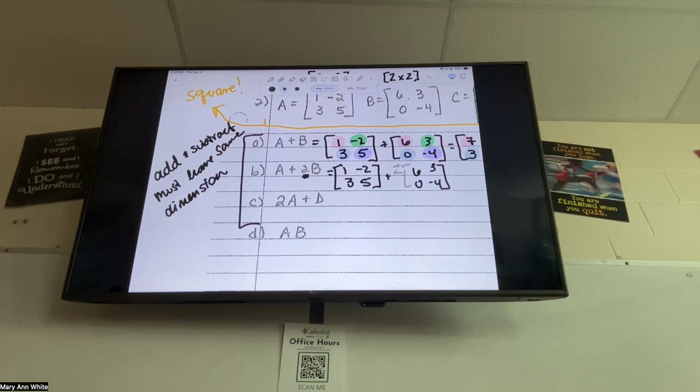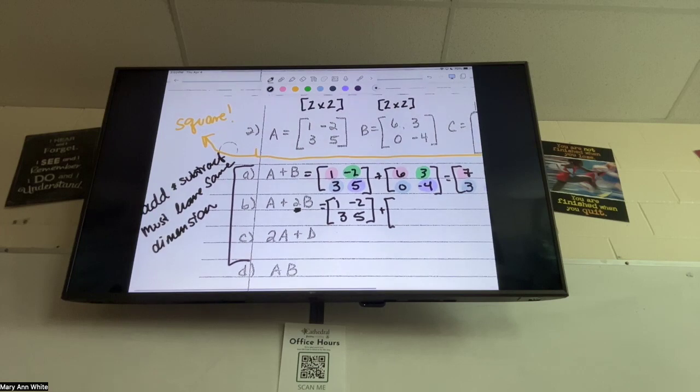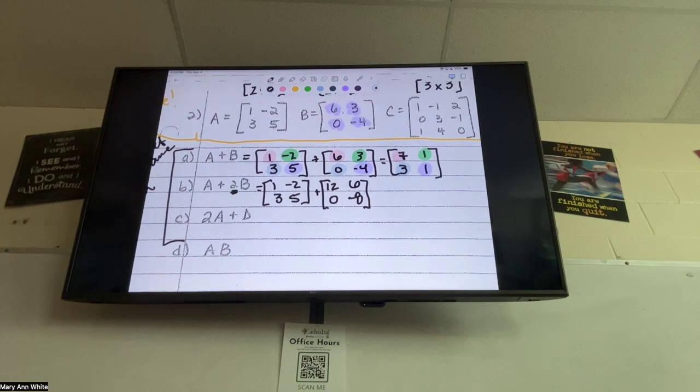Or you can just look at B and multiply by 2 as you rewrite it, which is probably what I'm gonna do. So 2 times 6 is going to be 12. 2 times 3 is gonna be 6. 2 times 0 is still 0. And 2 times -4 is going to be -8. So I multiplied everything by 2 before I wrote it down. And then now I'm gonna do my same matrix addition like we did above. I'm gonna keep my little color coordinating going, but I'm gonna be quiet in case you wanna try it on your own.